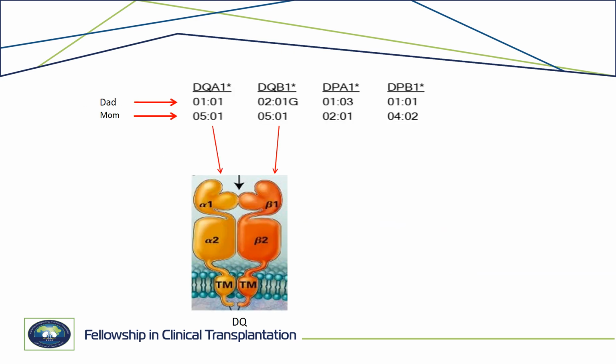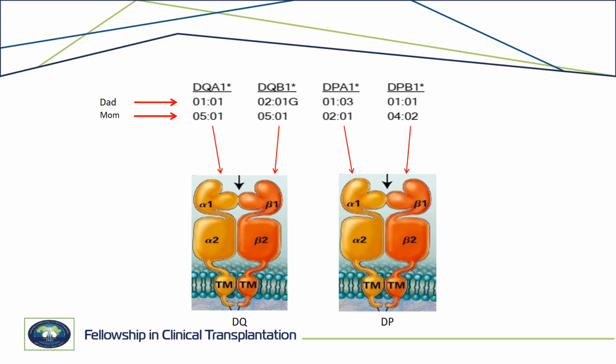With regards to the DQ alpha and the DQ beta, we do HLA typing for both the DQ alpha and the DQ beta because both chains are polymorphic, and the same also for the DP alpha and the DP beta. We do HLA typing for both chains because they are polymorphic.